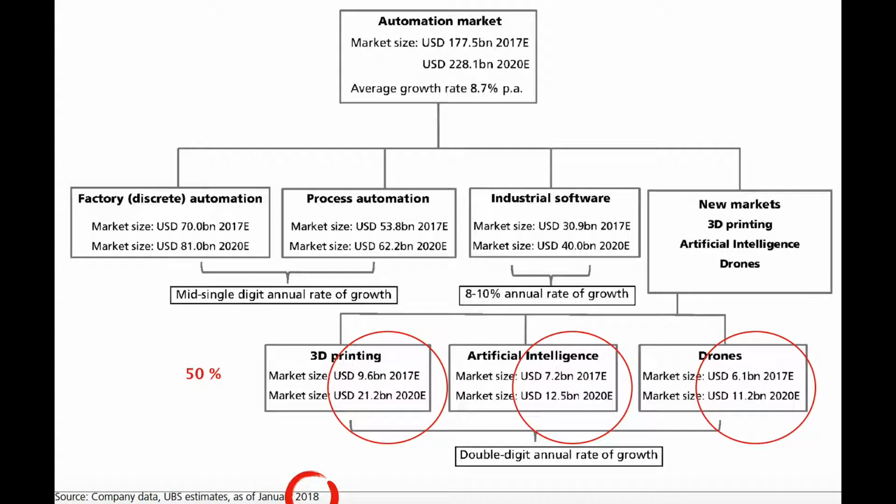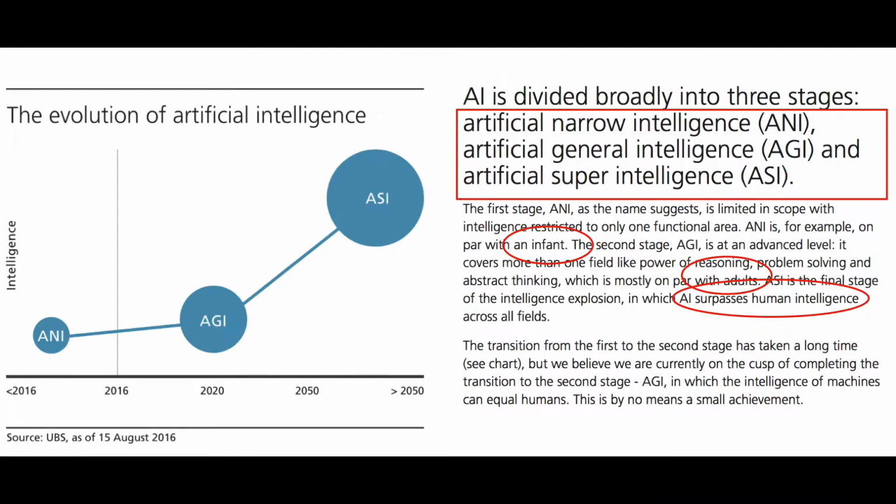And when we look at it, we can see that factory automation, process automation, industrial software, they are already outdated. They are not growing as fast as new markets in 3D printing, artificial intelligence, and drones. Here we can see that they predict 50% of rise. And artificial intelligence, of course, is probably the most important one of them. In this bank report, also we can see the very neat and clear understanding of what artificial intelligence could be. And it predicts that artificial superintelligence, ASI, which could be reached somewhere around 2050, is already something that surpasses human intelligence. But that is a gone boat.